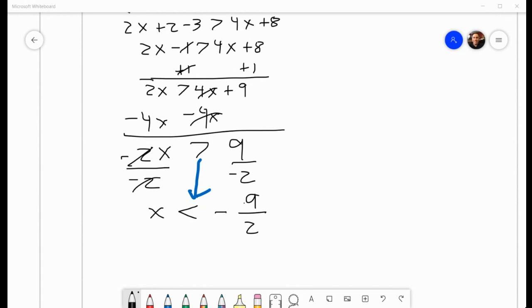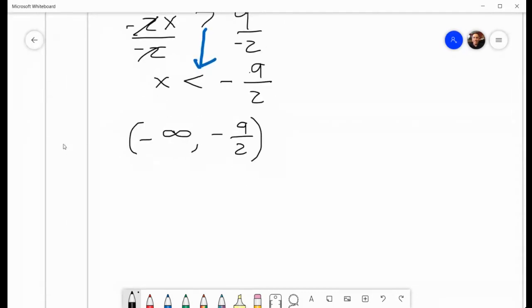So now, what do we do next? Okay, so now we are actually done, right? We have x all alone. What's our interval? Well, we're going to have minus infinity on the left, comma, minus 9 over 2. And that is our solution set now, okay? That is our solution set.